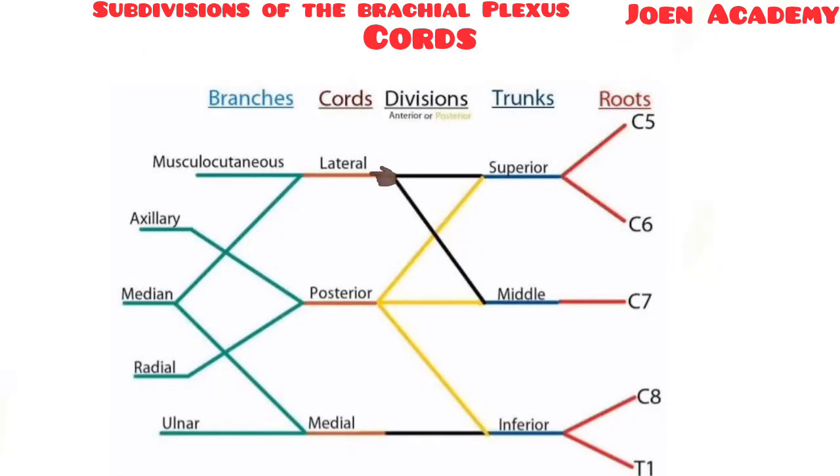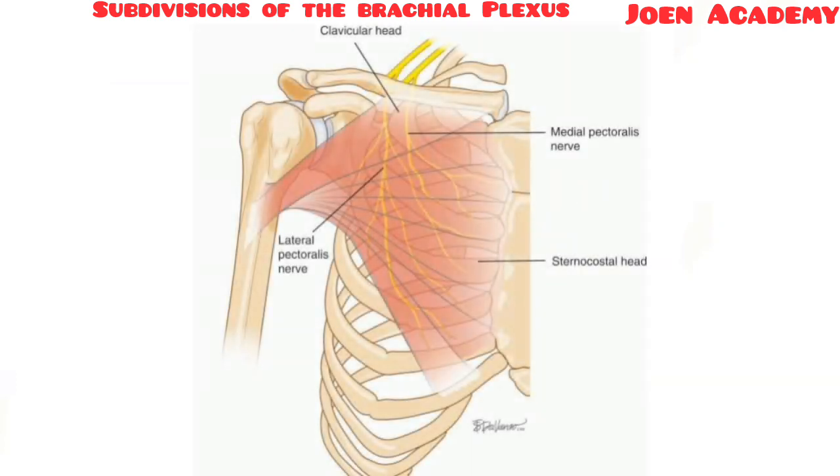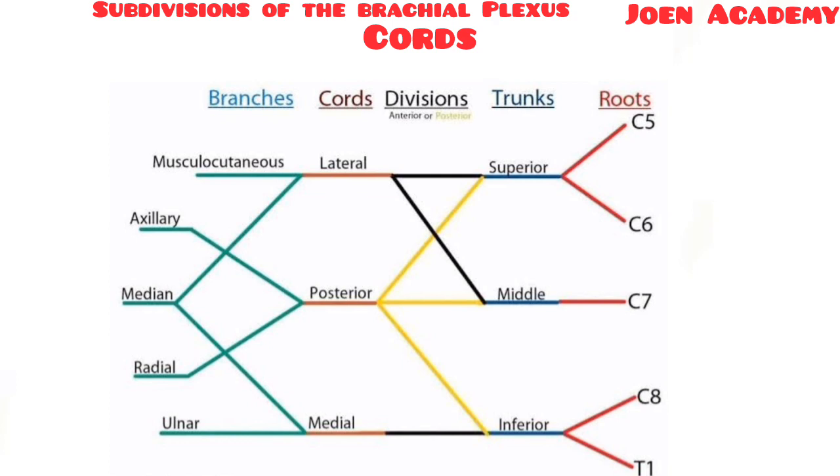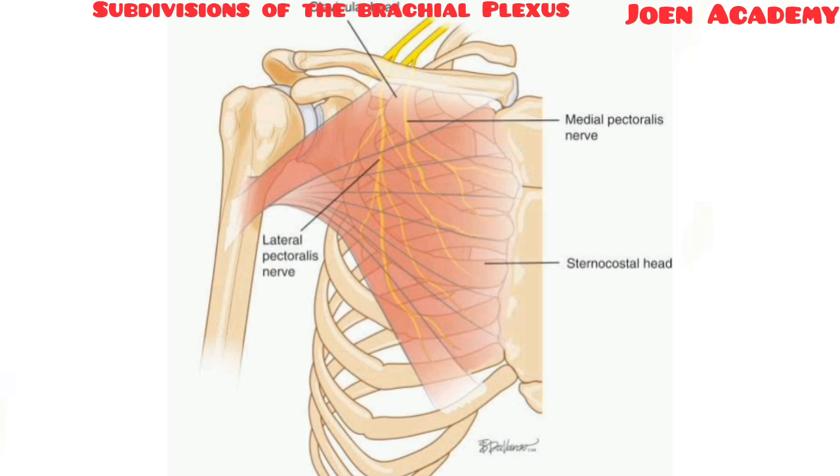The lateral cord of the brachial plexus is formed by the union of the anterior division of the upper and middle trunks. It is from this lateral cord that the lateral pectoral nerve originates. The anterior division of the lower trunk forms the medial cord, which gives off the medial pectoral nerve, the medial brachial cutaneous nerve, and the medial antebrachial cutaneous nerve.